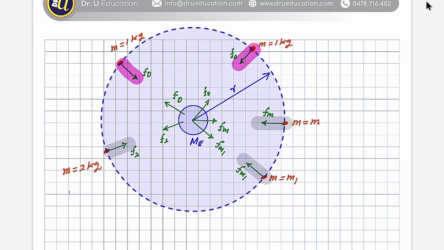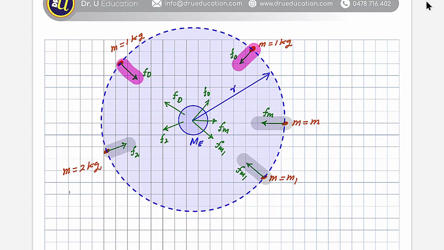Now, look at the calculation here. F0, I'm going to find. F0 is equal to G M_e multiplied by 1 divided by r squared. So which is essentially G M_e divided by r squared.